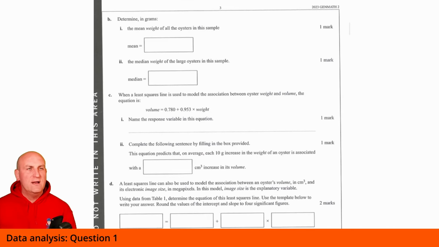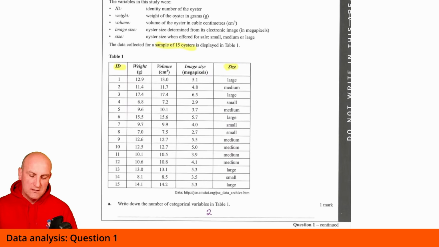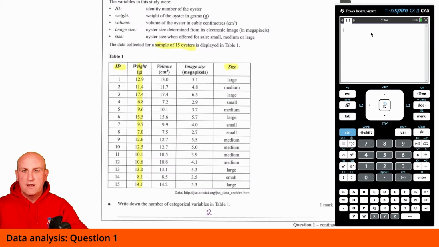Marvelous. Determine in grams the mean weight of all the oysters in this sample. So I want the mean weight. I tend to highlight them so that I don't, when I'm putting them into my calculator, make a silly mistake. Let's fire up my calculator now. For the ClassPad users out there, I am truly sorry, guys. I don't have a ClassPad license, and on the whole, the functionality is pretty similar. So let's see what we're going to do. We're going to go menu.